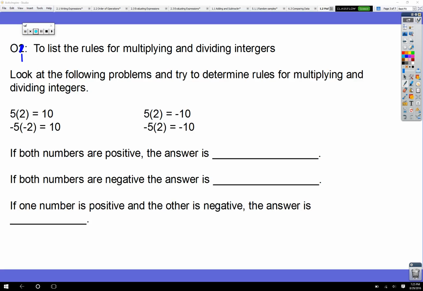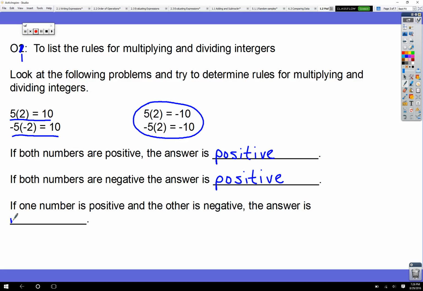Okay, I hope you took some time to look at this. First, if both numbers are positive, the answer is also positive. That's no surprise. What may be a little bit of a surprise is if both numbers are negative, the answer is also positive. If one number is positive and the other number is negative, as in both of these examples, the answer is negative.